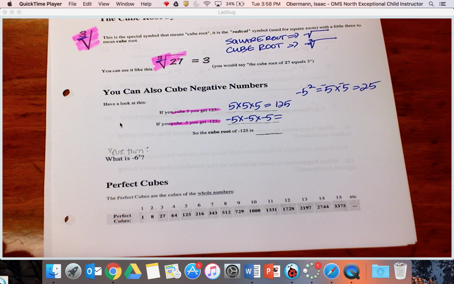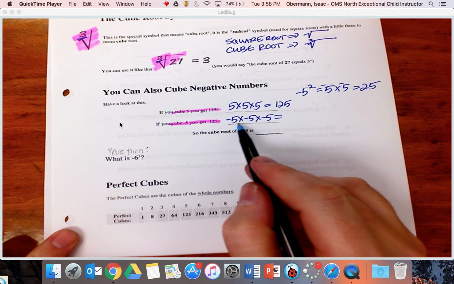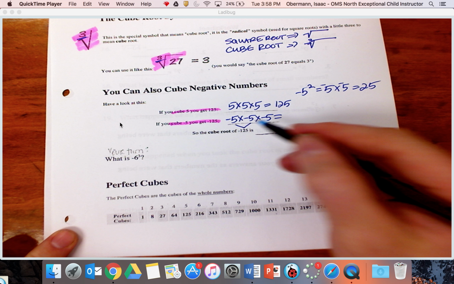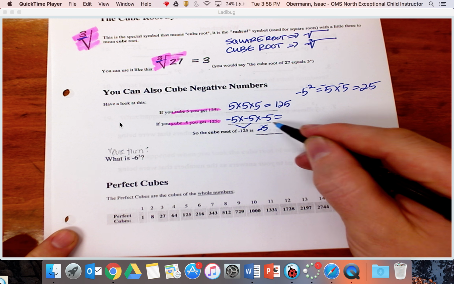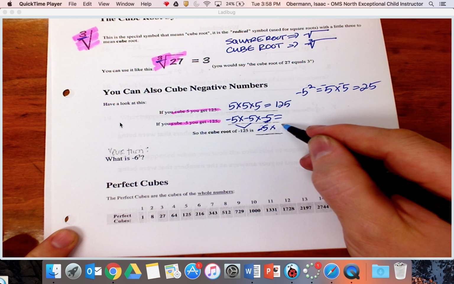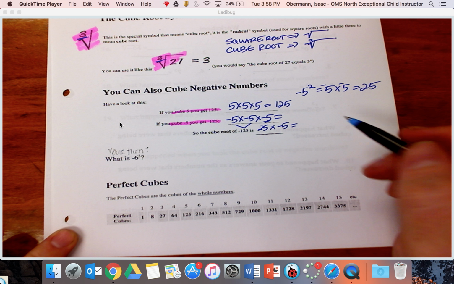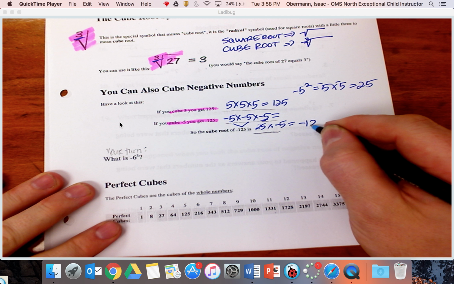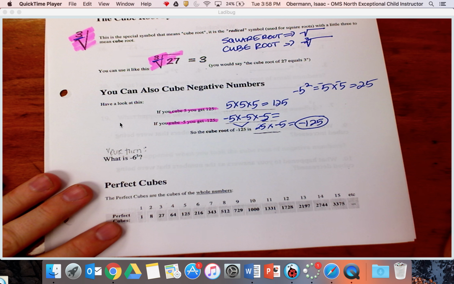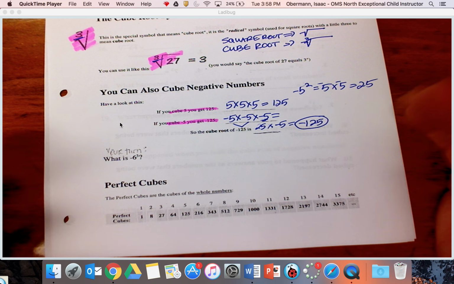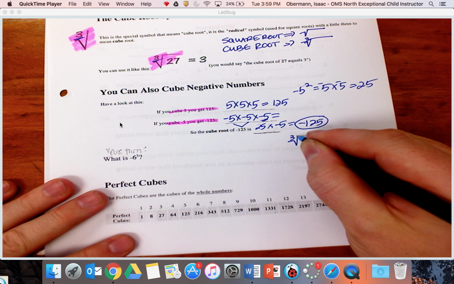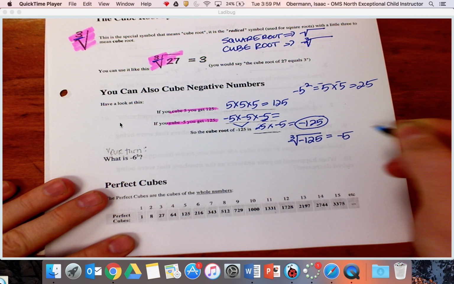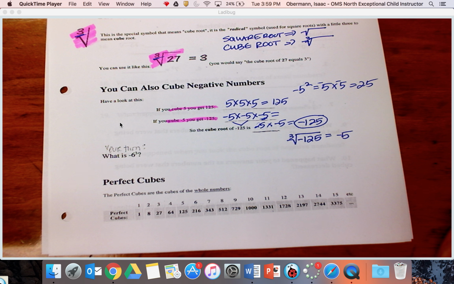Well, let's think about it. Think about your rules about negatives. A negative times a negative turns into a positive, so this right here turns into a positive 25. And I'm going to multiply it now by my last negative 5. Well, what's a positive times a negative? That's a negative. And that's why I get a negative 125 there. I can then turn that around by saying the cube root of negative 125 will be negative 5. So I can get a negative answer.